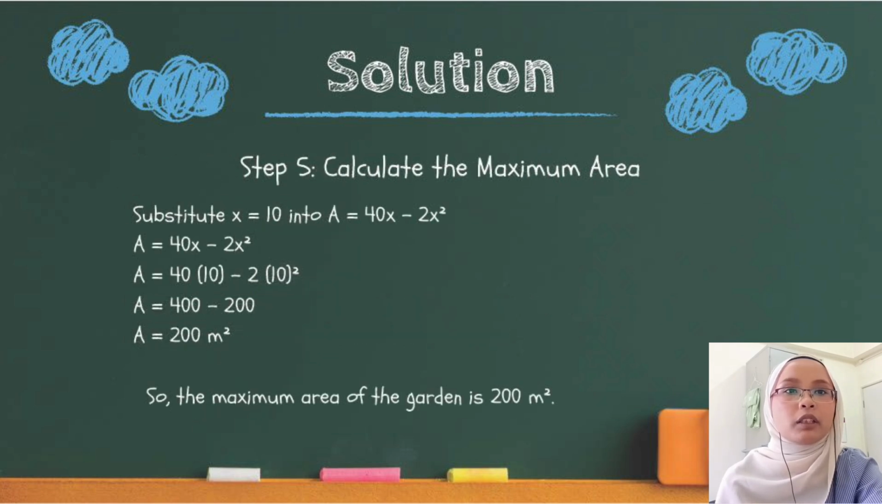Finally, we find the maximum area by substituting S equals 10 into our area formula. So A equals 40 times 10 minus 2 times 10 squared. That's 400 minus 200, so the maximum area is 200 square meters.